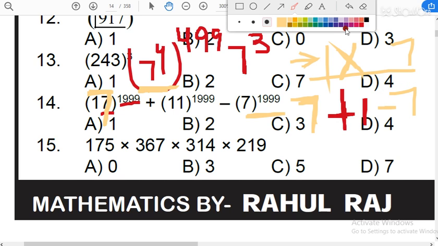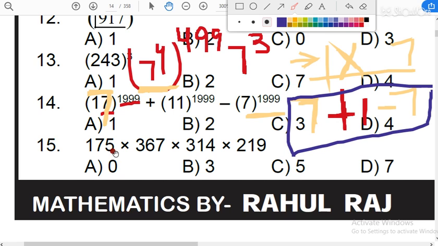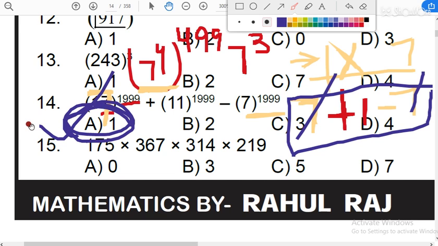Okay, so now the expression is 7 plus 1 minus 7. The 7s will cancel out, so I have to subtract 8 minus 7, so simply its answer will be 1. So for question number 14, the answer will be option A.